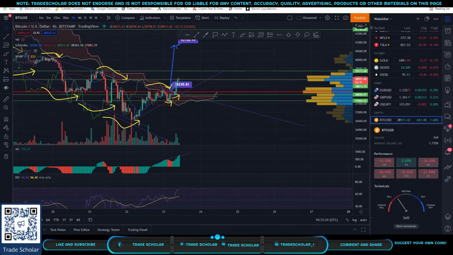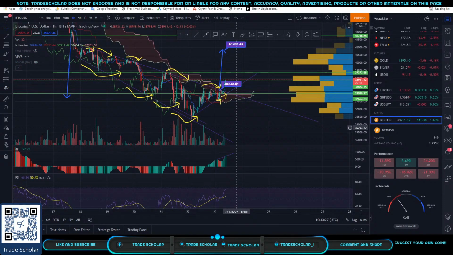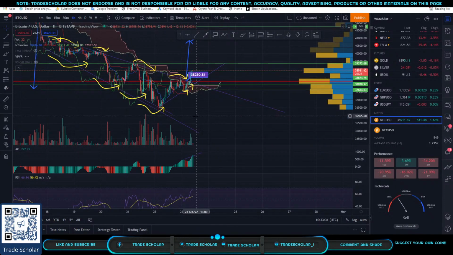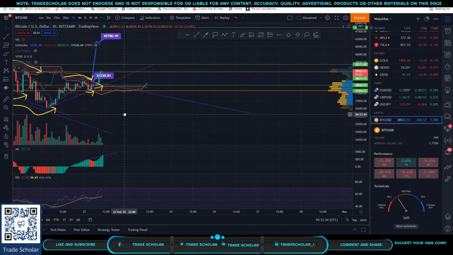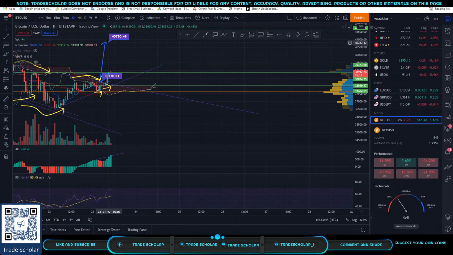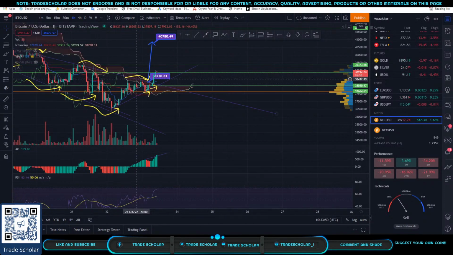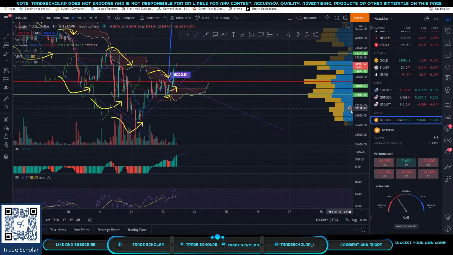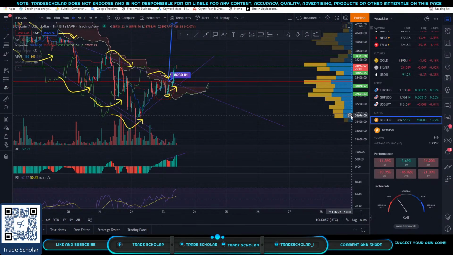You did not follow my entry, so you missed the ride. You wait for the correction then. You miss the ride, so you wait for the correction and then you ride again. Okay, I will not give you signal to ride it, even though there is still more to the upside. Might get rejected here and here. You might hit your stop loss in trying to catch the ride.